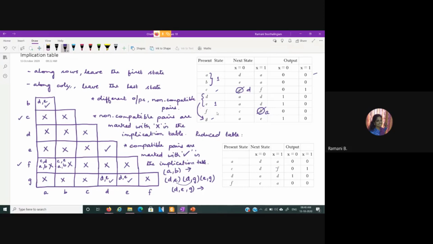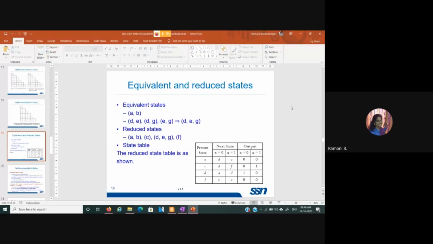Now let us see the implication table and the rest of the procedures for the design that we did yesterday. So let us consider that implicant table.